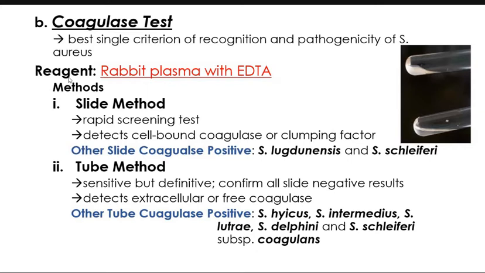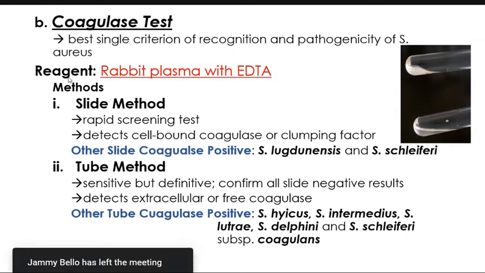Paano mo ma-differentiate ang isa sa isa't isa? So that again, you will use now your coagulase test so that you know that your Staphylococcus is coagulase positive. The rest are coagulase negative. So do we say here that your coagulase test is the best single criterion of recognition and pathogenicity of Staphylococcus aureus. Remember, it's one of the enzymes that contributes to the pathogenicity or the virulence of Staph aureus. So again, repeat lang natin, your reagent is rabbit plasma with EDTA.